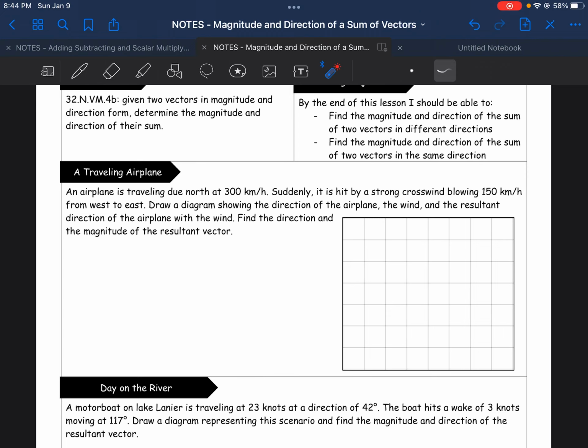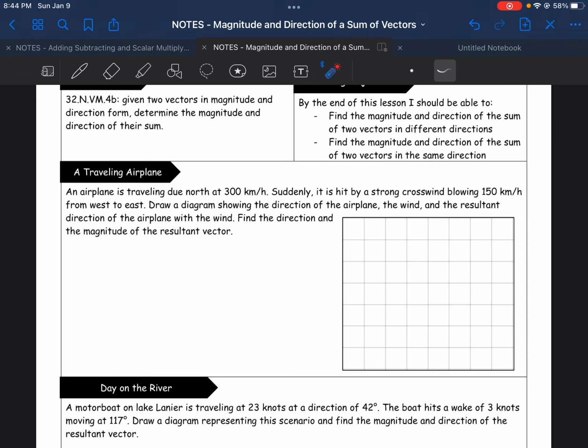An airplane is traveling due north at 300 kilometers per hour. Suddenly, it's hit by a strong crosswind blowing 150 kilometers per hour from west to east. Let's draw a diagram showing the direction of the airplane, the wind, and the resultant direction of the airplane with the wind. Then we're going to find the direction and the magnitude of the resultant vector.